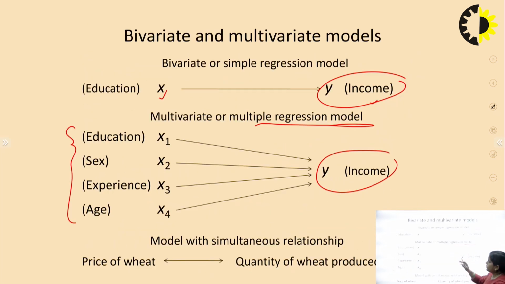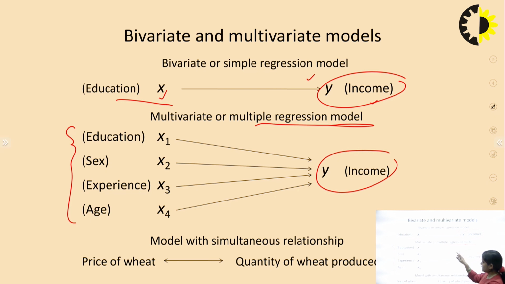So in a bivariate or simple regression model we are always going to have only one dependent variable, but there can be cases in which we have only one independent variable. If we have only one independent variable, then that is known as a bivariate or simple or linear regression model. And if we have more than one independent variable, just like in this given example, then we have a multivariate or multiple regression model.